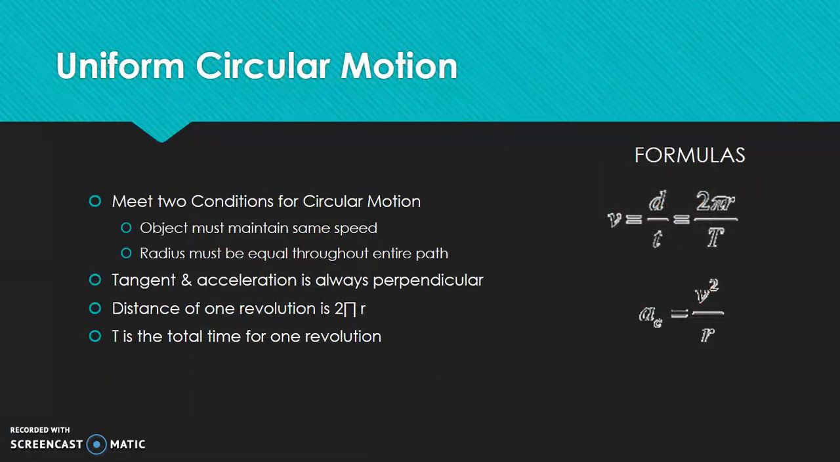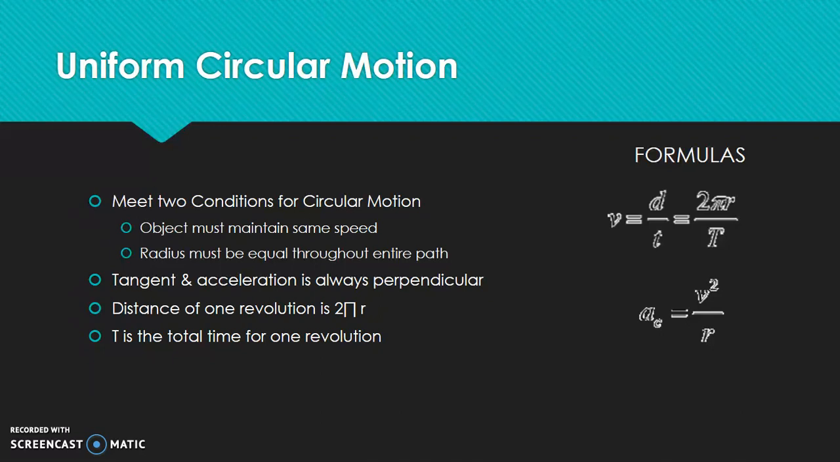Alright, so one of the topics that's covered in this module is uniform circular motion. So remember that it has to meet 2 conditions for circular motion. An object must maintain the same speed, and the radius must be equal throughout the entire path. Tangent and acceleration is always perpendicular, and distance of 1 revolution is 2 pi r. And then t is the total time for 1 revolution.